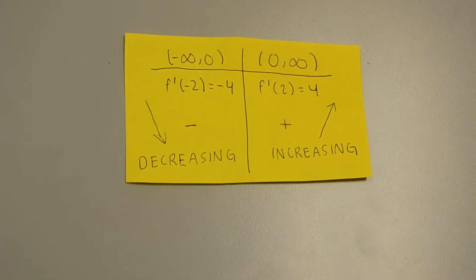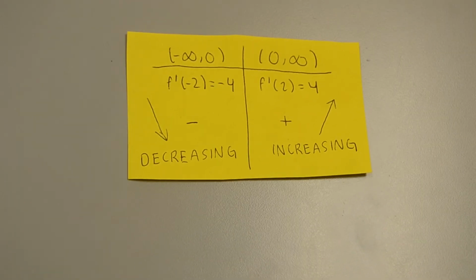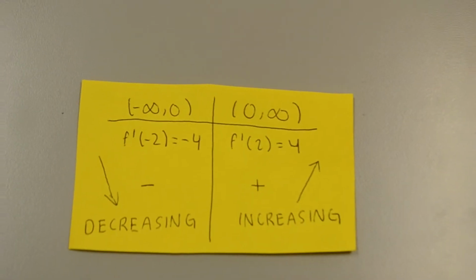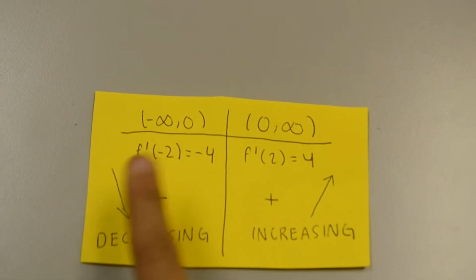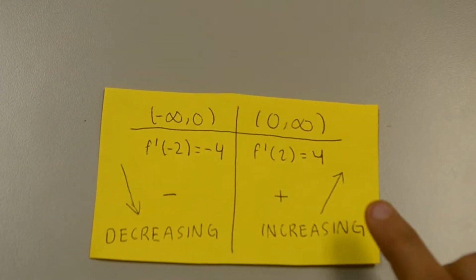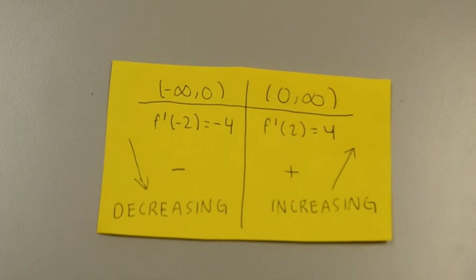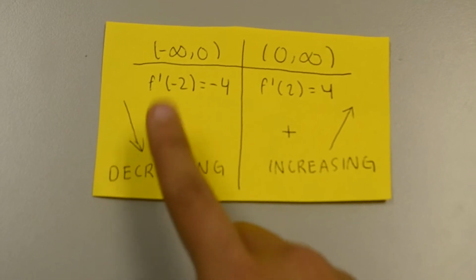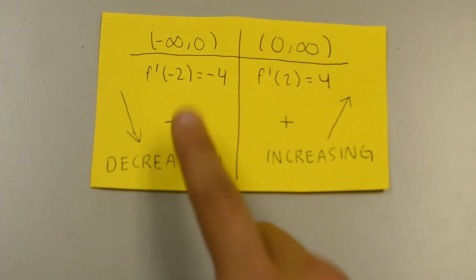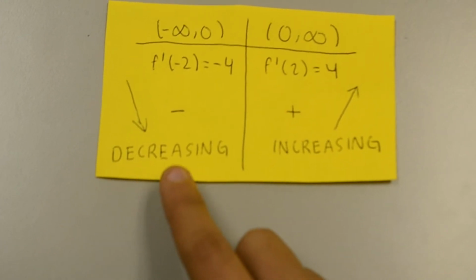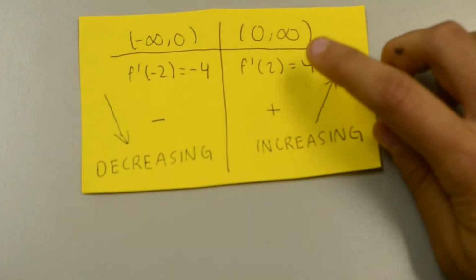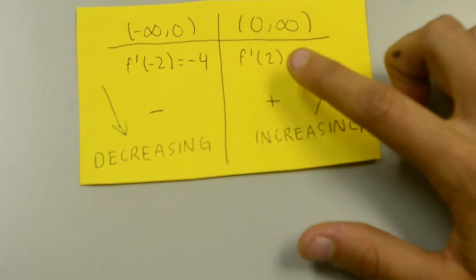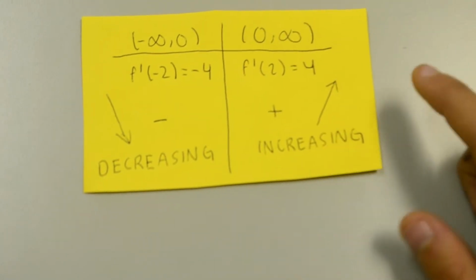Well, for the increasing/decreasing test, we did a table, and we need to evaluate with a number that is negative, from minus infinity to 0, and also with a positive number, from 0 to infinity. In this case, we choose minus 2, and we substitute the value in our derivative function, and we obtain minus 4. So the function is decreasing. And we choose the value of 2 that is positive, and we substitute that value in our derivative function, and we obtain 4. So it's increasing.